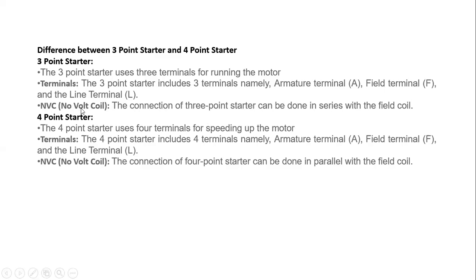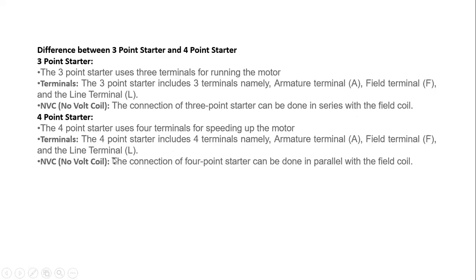Regarding the no volt coil, the connection in the 3-point starter is done in series with the field coils. Therefore the 4-point starter has 4 terminals, that is line, armature, field, and the 4th point is the neutral point. In this case, the no volt coil connection for the 4-point starter is done in parallel with the field coils. But in the 3-point starter, the no volt coil is connected in series with the field coils.